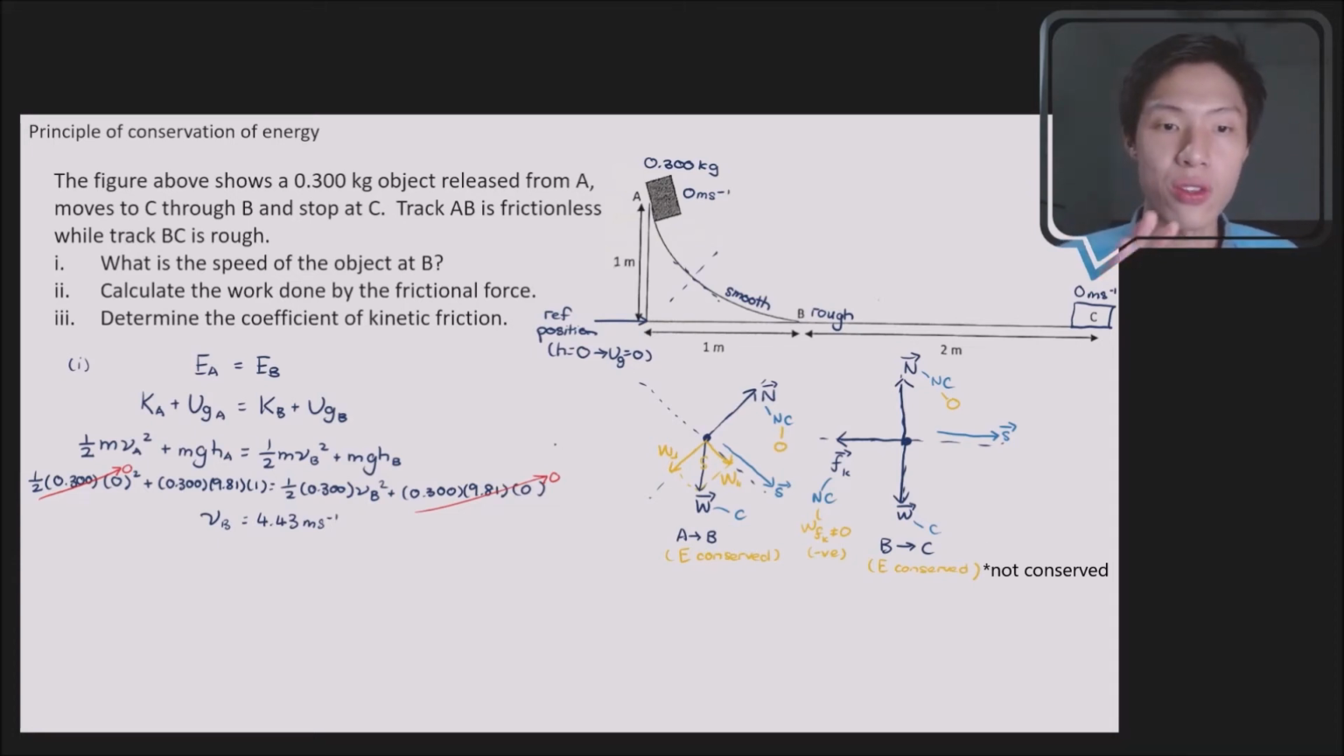Okay, still doable, I believe. Next, let's look at the second question. Question 2 asks to determine the work done by frictional force.